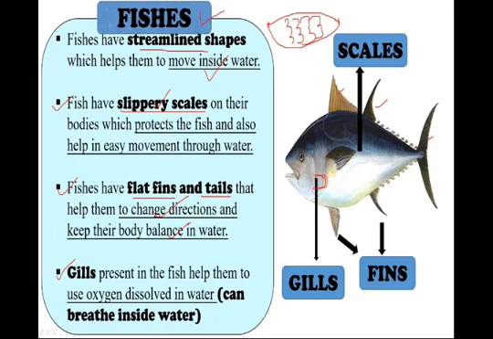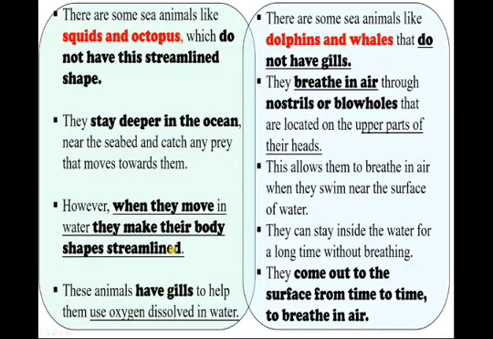When you observe fishes in an aquarium, you might have seen that water bubbles are coming out. What is that exactly? Yes, the fish is breathing. How? Because the water has oxygen in the form of dissolved oxygen, DO. The dissolved oxygen helps the fishes breathe through gills. These are the adaptations of fishes: streamlined shape, slippery scales, flat fins and tails, and finally gills.